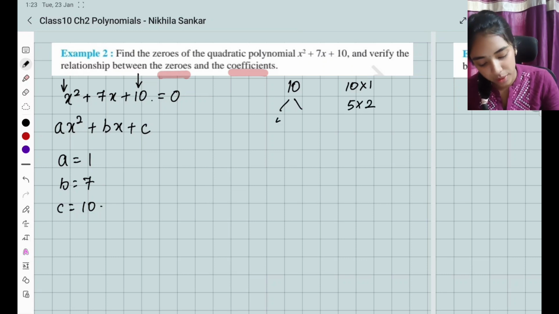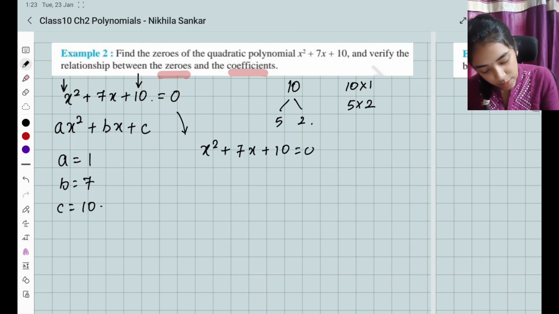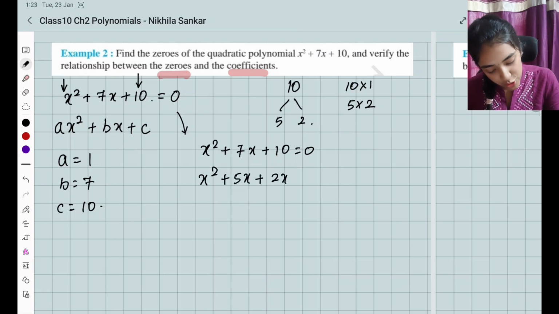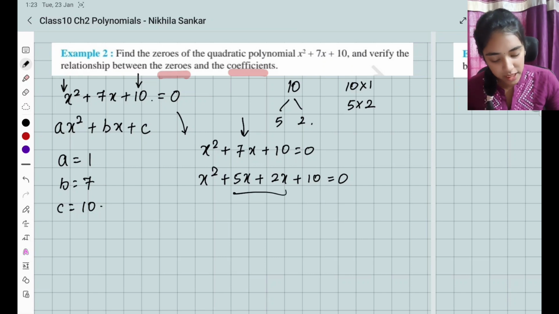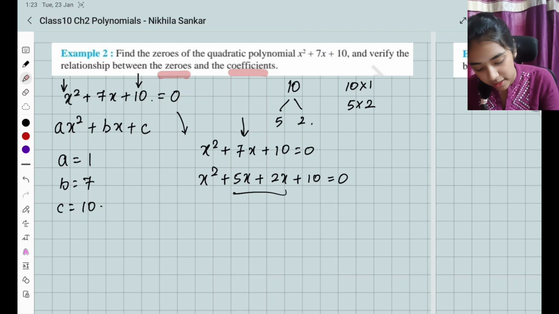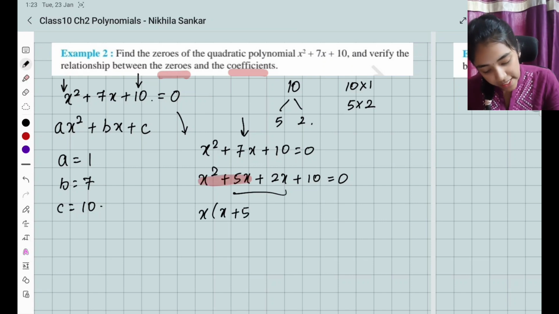So here, can we do 5 into 2? If you do 5 into 2, this particular equation x square plus 7x plus 10 equals 0 can be written as x square plus 5x plus 2x plus 10 equals 0. Can we write it like this? 7x I can write as 5x plus 2x. This is splitting the middle term.